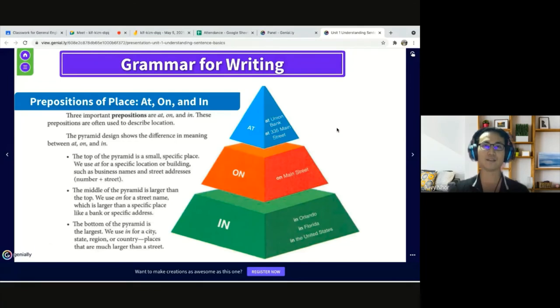Okay, just like now I stay at home number 10, okay, on Sihanouk Boulevard. We do not say Sihanouk Street, okay? Use Boulevard. On Sihanouk Boulevard. In what? In Cambodia or in Phnom Penh City. Are you clear right now how to use at, on, in?